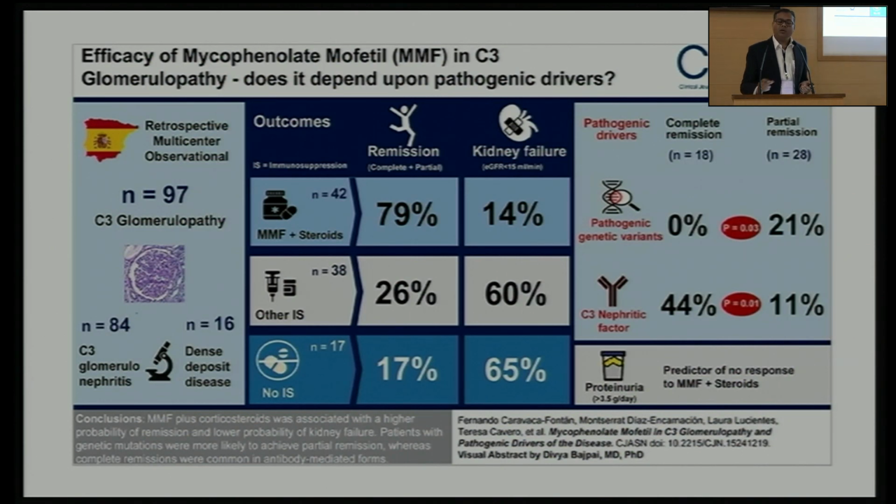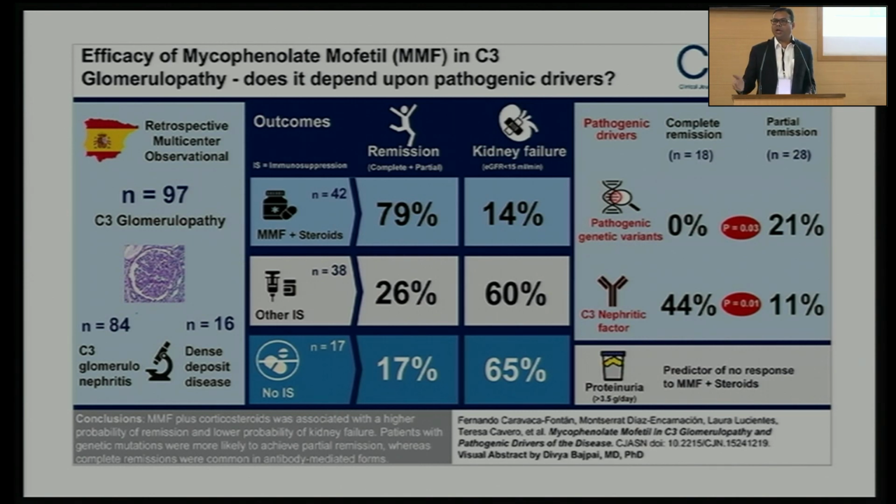This is again an analysis of large data of about 97 patients, a retrospective analysis, and they found that patients who received steroids had higher chances of remission and lesser chances of kidney failure as compared to other immunosuppression or no immunosuppression. The response was better in those patients who had C3 nephritic factor as compared to those who had a pathologic genetic variant, and at best in those patients you can only achieve partial remission. So this shows that 50 to 80% of the patients have these other antibodies.